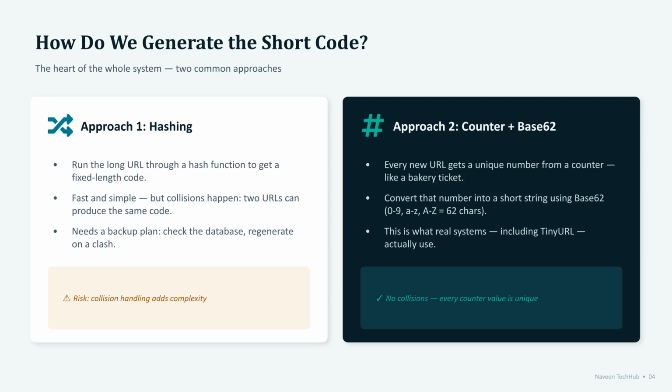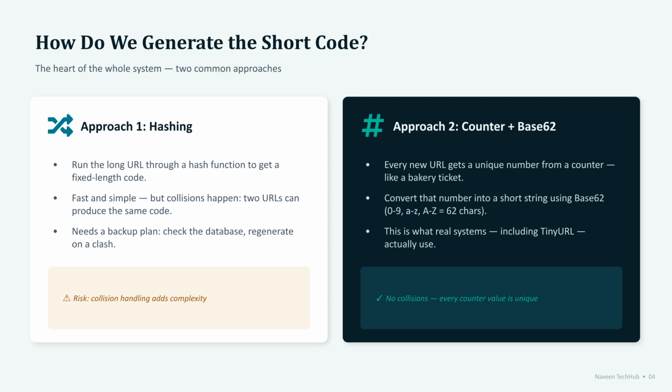This sounds simple and fast, but the problem is collision. A collision means two different long URLs may produce the same shortcode. For example, URL A and URL B may both generate the code ABC123. If that happens, our system does not know which original URL to redirect to. To solve this, we need collision handling. We have to check the database. If the code already exists, we need to regenerate the code, maybe with a salt or retry strategy. So hashing is simple, but collision handling adds extra complexity.